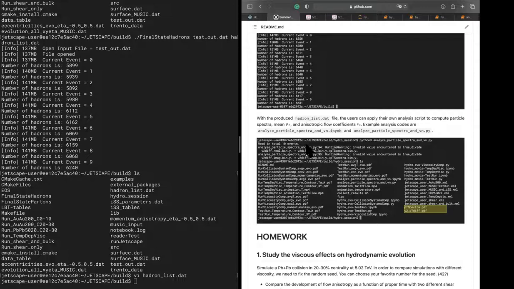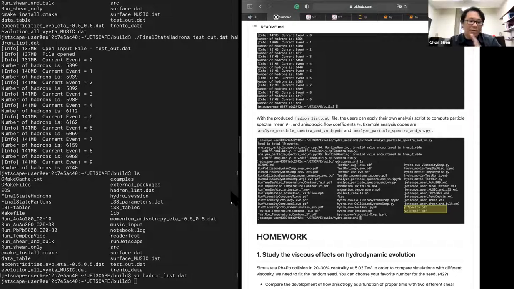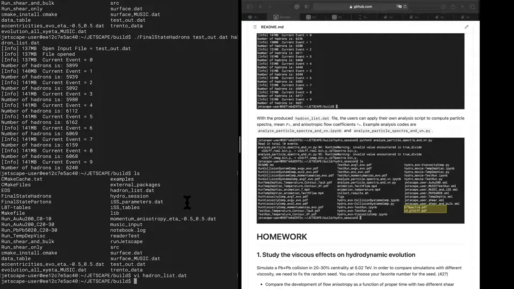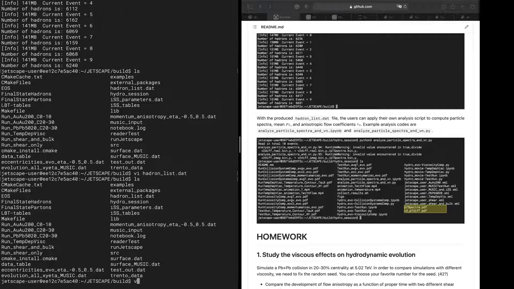So hi, Chun, so now you have written 10 in place of n events, and 10 in place of n reuse hydro. So that means you are generating 10 into 10 events, 100 events? So I'm generating one hydro event, but 10 oversampled hadron. The hadron samples is 10 events. Means 10 initial conditions or just only one initial condition?